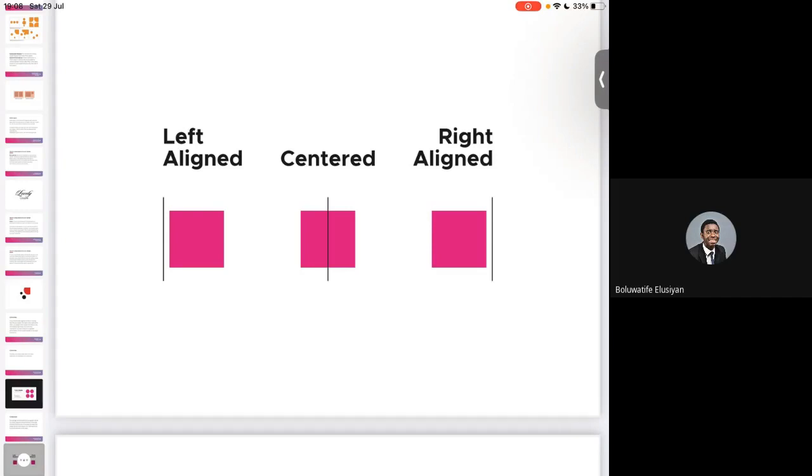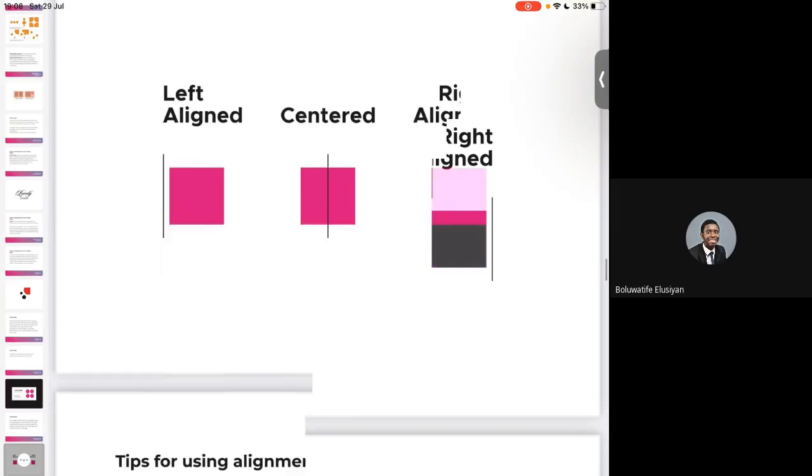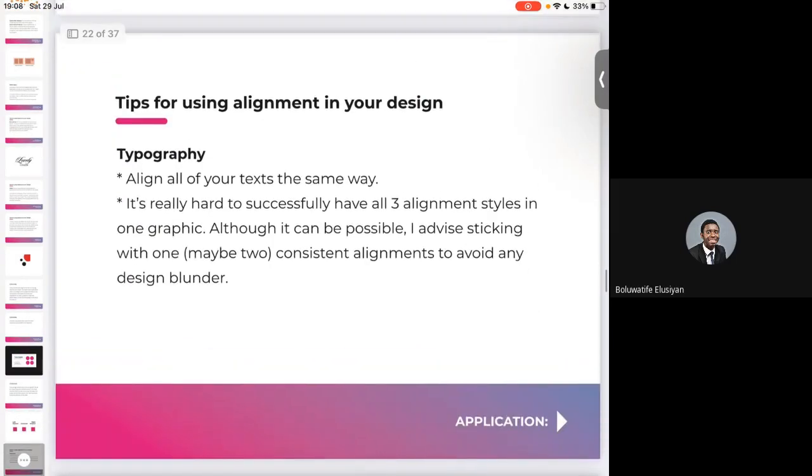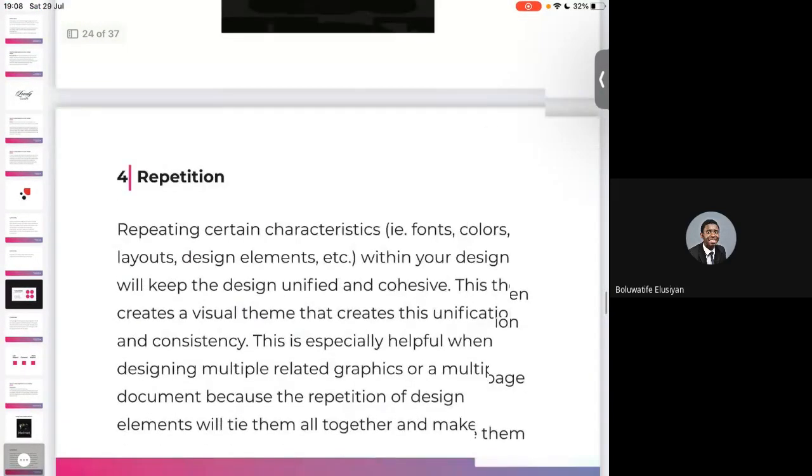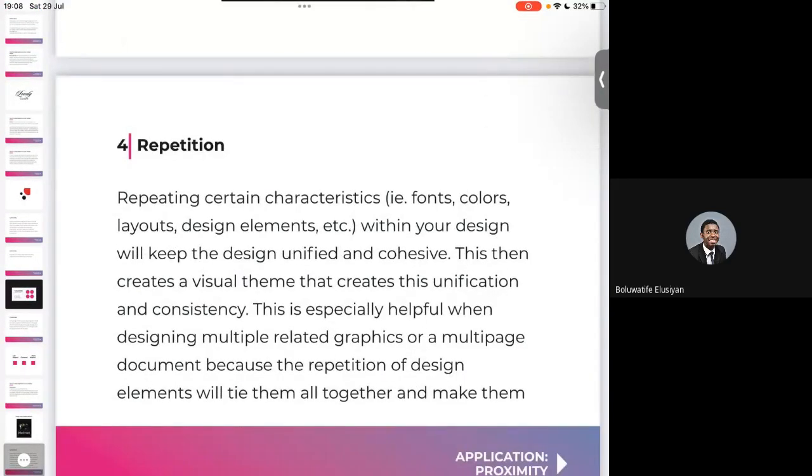In the simple assignment I'll be giving us, we'll see how that plays out too. So, tips for using alignment. I'll send this document, so let's not spend too much time. Repetition, we'll skip for now. It's not so important for us right now. But let's look at the example.